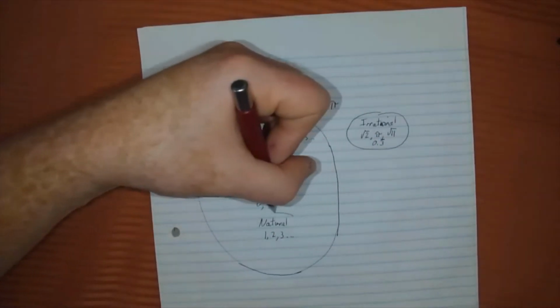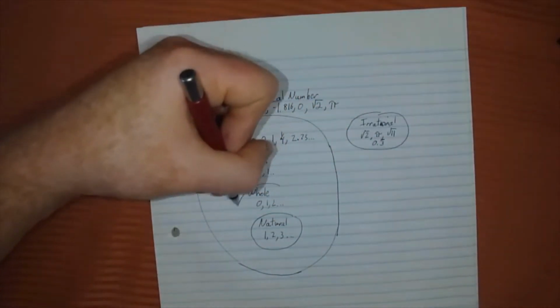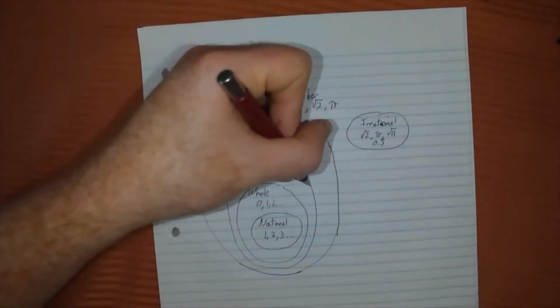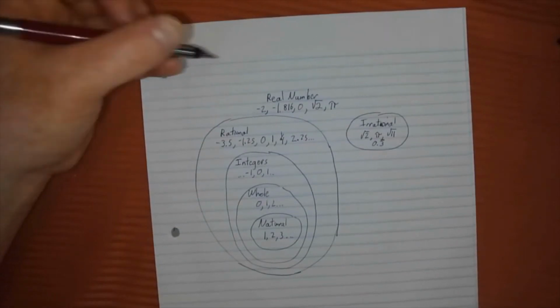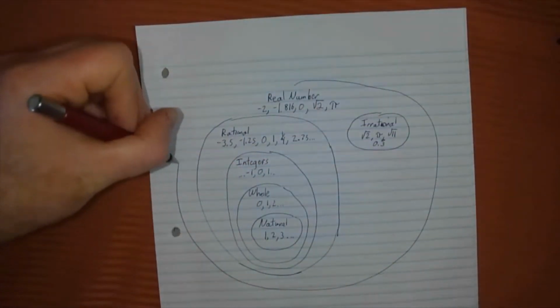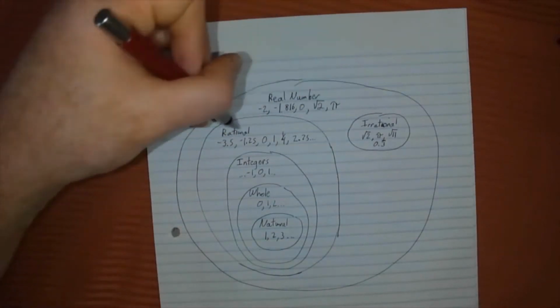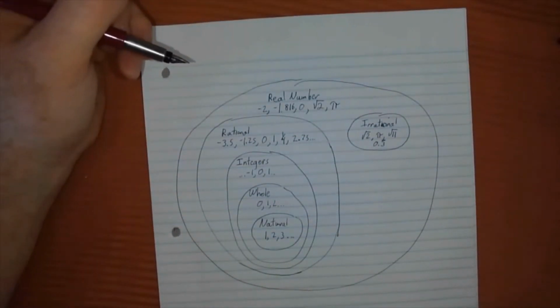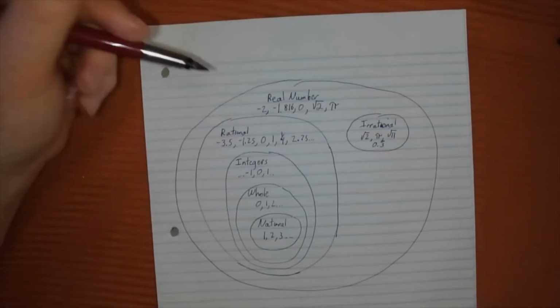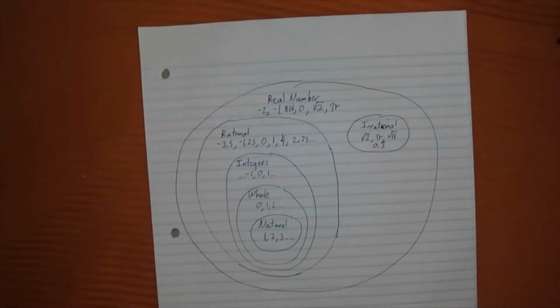And inside that, you have natural, whole encompass natural. There we go. And these are all real numbers. Everything in the circle is a real number. Some of them are rational, some of them are irrational. They fall into one of those two categories. And we have integers, whole, and natural numbers. So we're looking at any possible numbers, what we're looking at when we talk about real numbers.